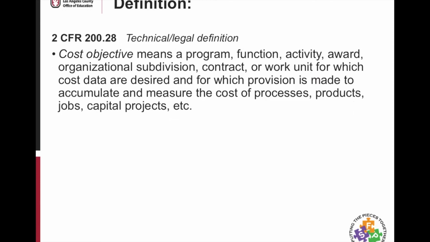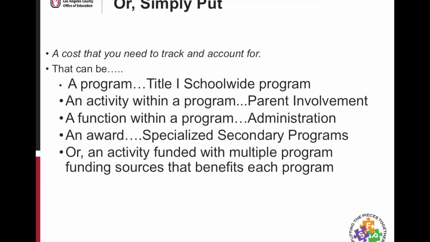Let's look at how we might put it simply. It's a cost that you need to keep track of or account for. You need to track that particular cost. That's a cost objective. A Title I school-wide program is considered a cost objective. However, there are pieces within that that you may have to track. So an activity within a program: Title I has a parent involvement reservation requirement. You have to reserve 1%. In order to prove that, you have to track that. If that involves personnel, then it would be a cost objective and would need documentation.